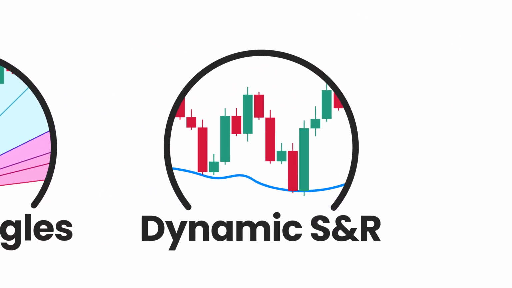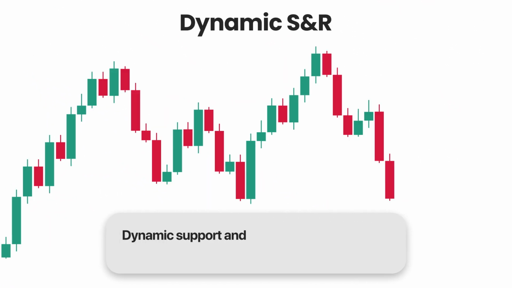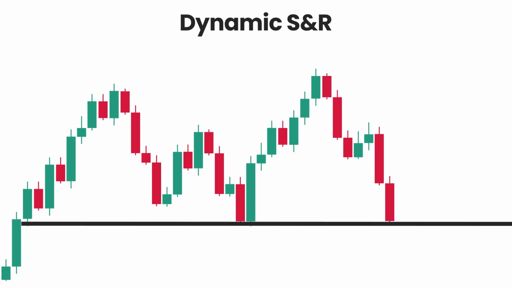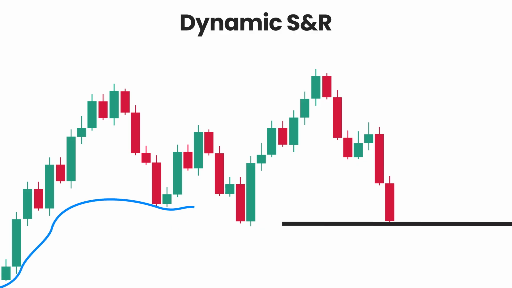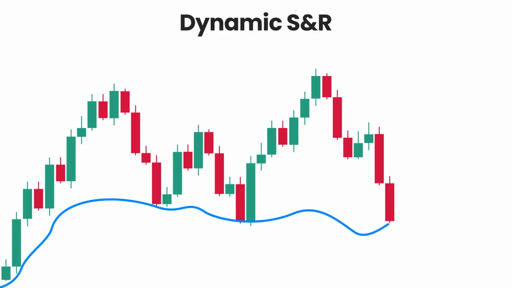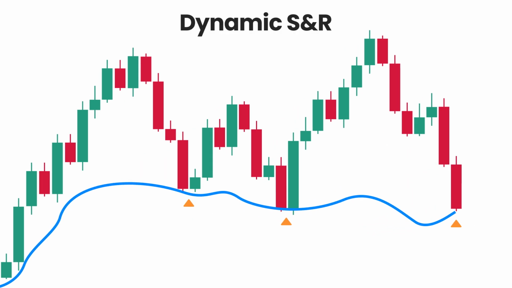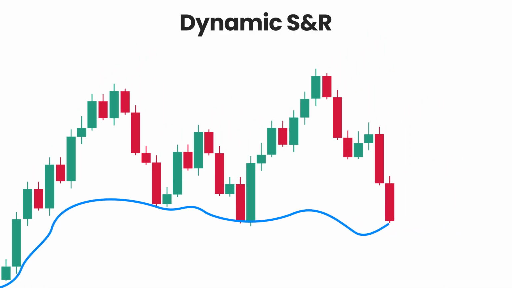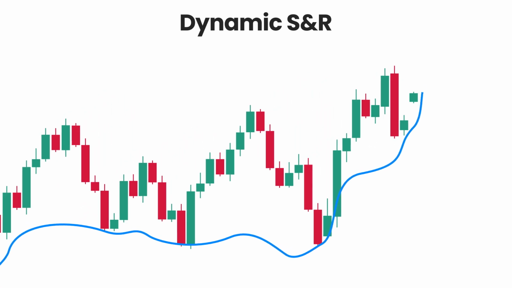Dynamic support and resistance. Dynamic support and resistance is very similar to regular support and resistance. But instead of drawing static horizontal lines on the chart, we use tools like the moving average as our key level. Because this level moves together with price, it is called dynamic support and resistance. This concept is especially useful when the market is trending, since price often reacts to these moving levels before continuing in the same direction.